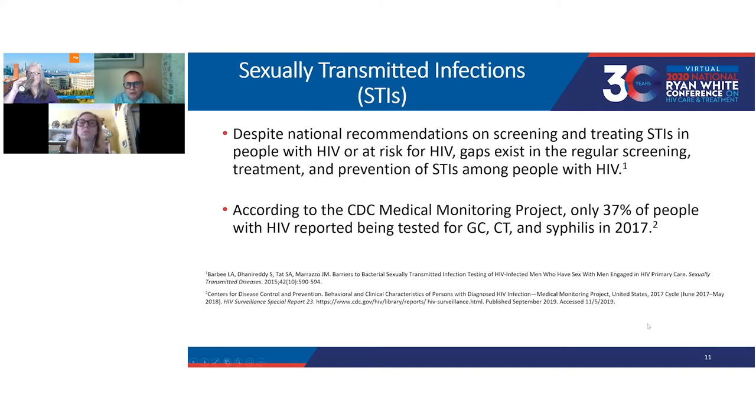So there are multiple studies that have been done over several years showing that there are gaps in regular screening. It's time intensive, and there are discomforts of clinical care team members in asking sexual health questions and doing routine screenings. And by routine screening, I mean not only genital, but extragenital site screenings as well. According to the CDC Medical Monitoring Project, only 37% of people with HIV reported being tested for gonorrhea, chlamydia, and syphilis in 2017, even though it is a HRSA-HAB performance measure of at least one test per year. And the performance measures do not necessarily include extragenital site.